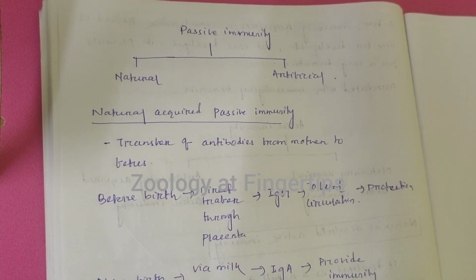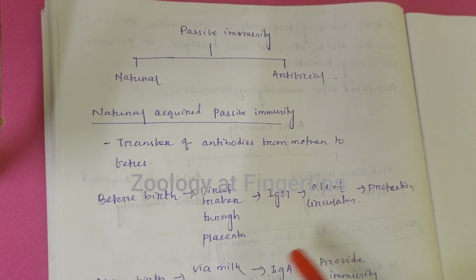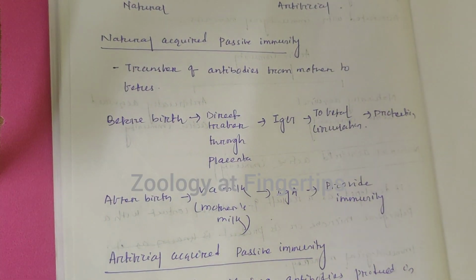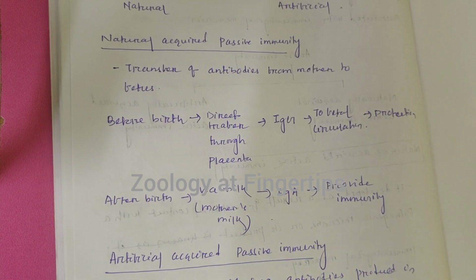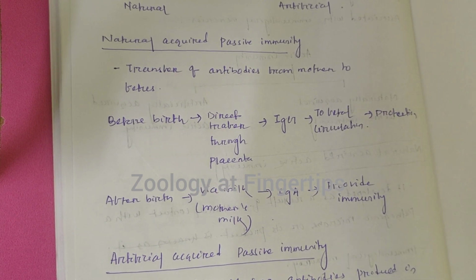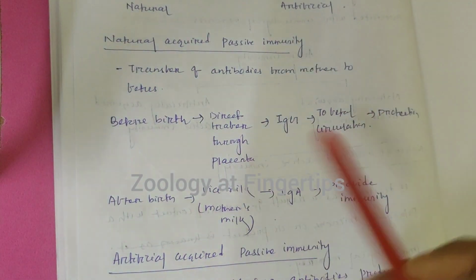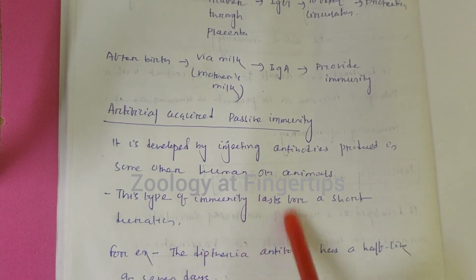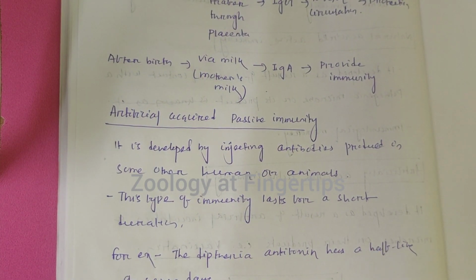After birth, via mother's milk, IgA which is present in milk is transferred to the baby. So the fetus has ready-made antibody, which provides resistance to various kinds of infection. This is called naturally acquired passive immunity because it is naturally present in the mother and it is transferred to the baby. Then artificially acquired passive immunity is developed by injecting antibodies produced in some other human or animal.